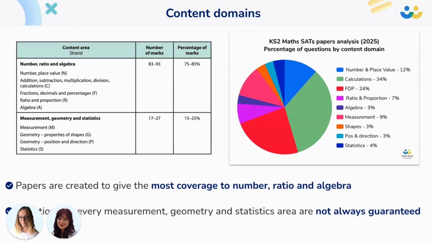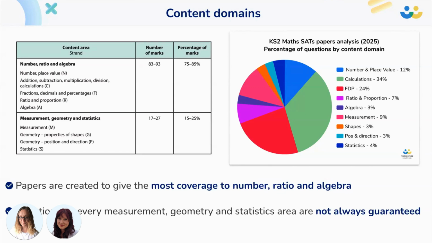Yeah, just on that point of revision time being tight, in our annual SAT survey that we send out, a lot of teachers tell us that either they don't have time for revision or they just about have time for revision. So, with revision time being tight and bearing in mind that 75 to 85% of the marks come from number, ratio, and algebra, and if we look at this pie chart from the 2025 SATs, we can see that 34% of questions came from calculation, and we know that previous years follow a similar pattern. How can teachers with time for SATs revision use this to guide them?